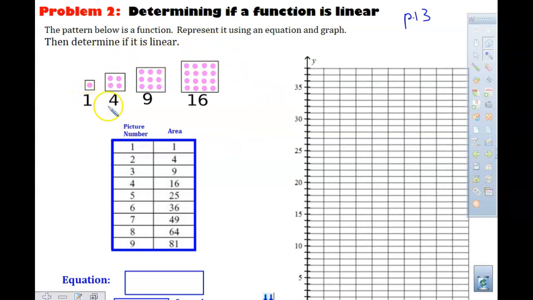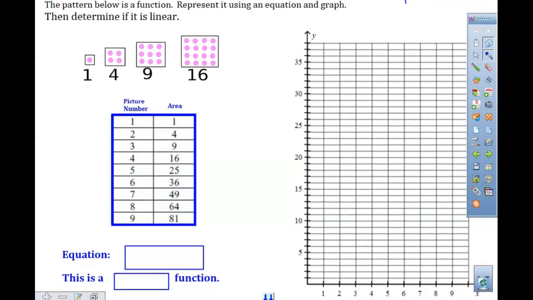So we have 1, then we have 4, 9. So the picture number is 1, we're given 1. The picture number is 2, we get 4. 3, 9, 4, 16. So first thing you're going to do is we are going to graph this.